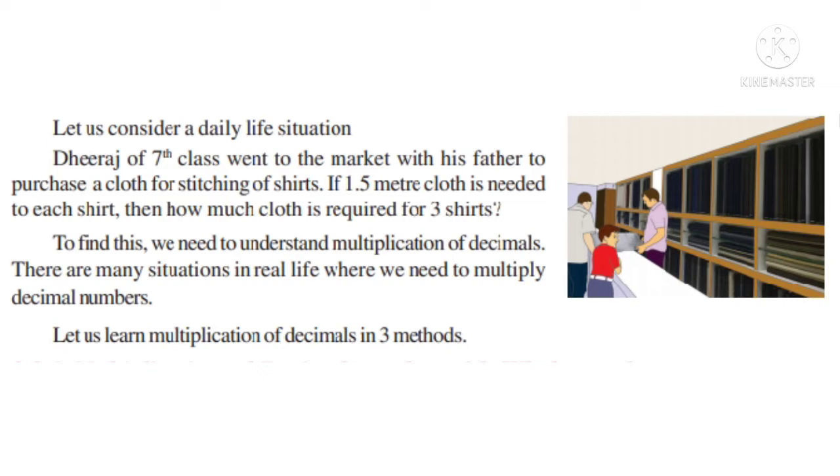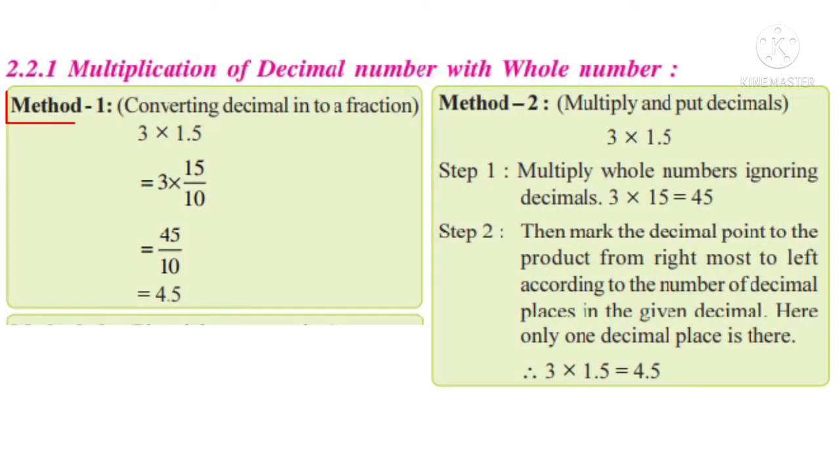Here observe the word each. Each means 1 shirt and 3 shirts. So shirts are increased. So the operation we have to do here is multiplication. That is multiplication of decimals. Let us learn it in 3 methods. Now let us take method 1.